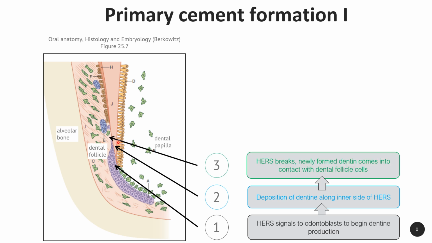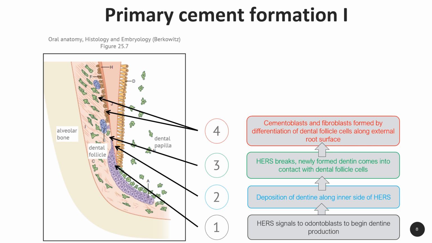If we then go to the next step, the result of this dentine being deposited here is actually the disintegration of the HERS. So it's falling apart. You can see it's no longer in these double layers, and the cells are starting to have some space in between them. As a result of this, the dentine, which is here, comes into contact with the dental follicle cells. So here, on the other side now, we're talking about.